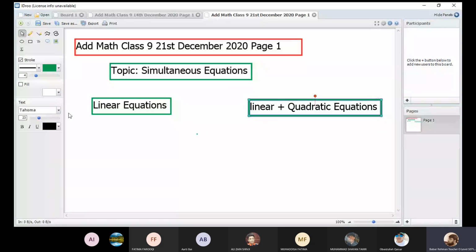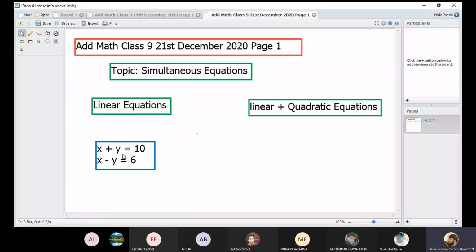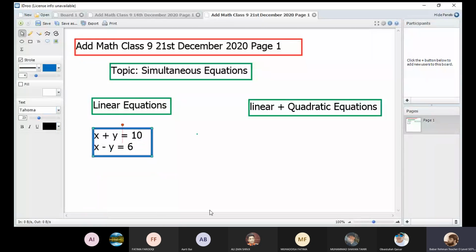In previous classes, what you have learned? You have learned x plus y is equal to 10, x minus y is equal to 6. Students, these both equations are linear. Linear means the power of variable is 1. When the power of variable is 1, you consider this a linear equation. But sometimes in the exam, in the paper, it comes as one linear and one quadratic.